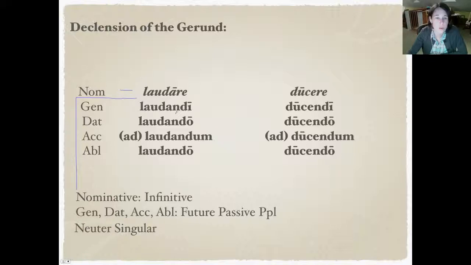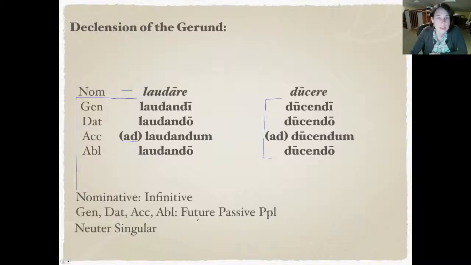So the genitive form is laudandi, the dative is laudando, the accusative, which we will almost always see with the preposition ad, would be laudandum, and the ablative would be laudando. I've also given you here an example of a third conjugation, just so you can see it. Ducendi, ducendo, ducendum, and then ducendo.